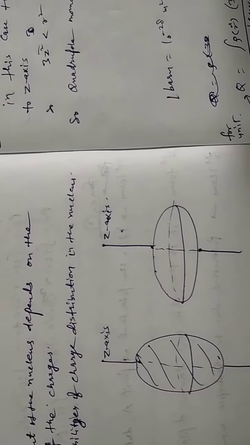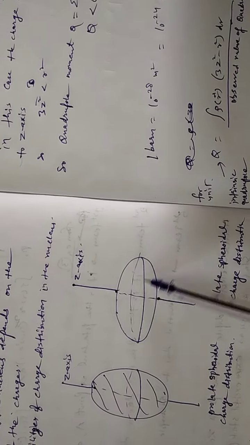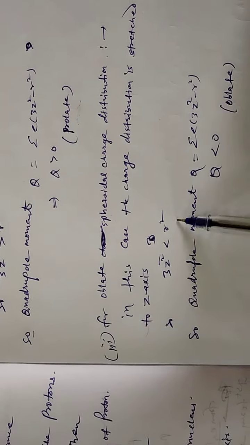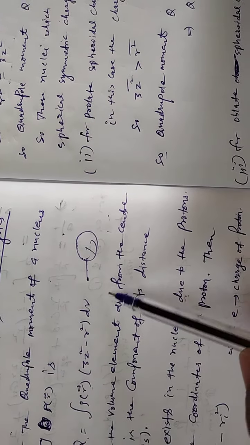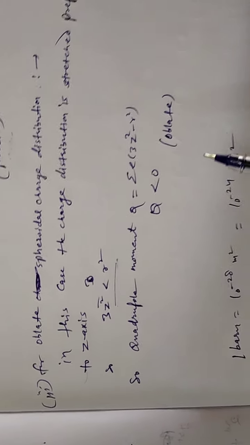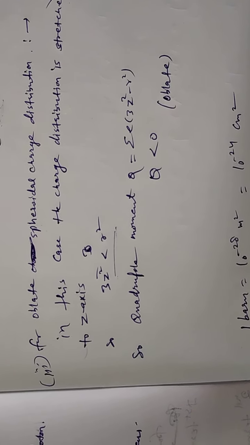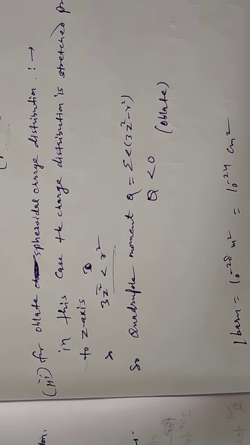Third is the case in which the charge distribution is stretched perpendicular to the z direction. In this case, 3z square is less than r square. Putting this value in the first equation, we find Q is less than 0. In other words, if for any nucleus the quadrupole moment is negative, less than 0, then the charge distribution is oblate type.